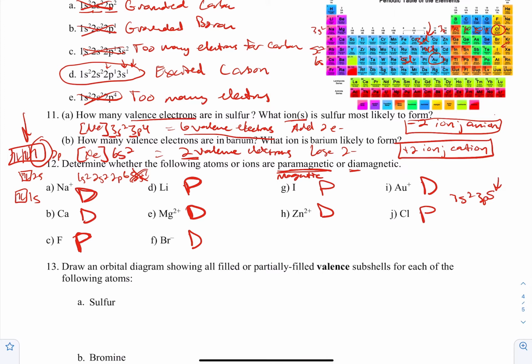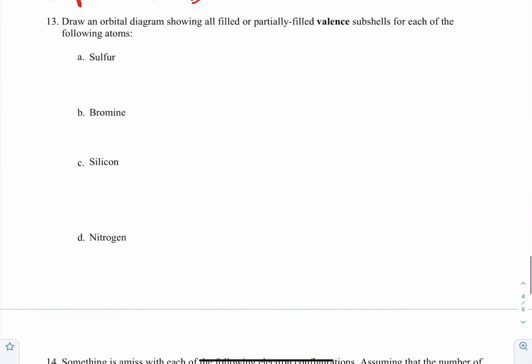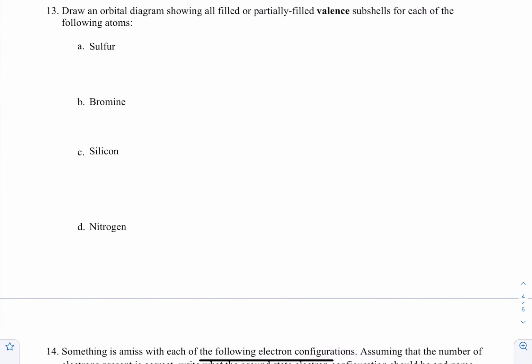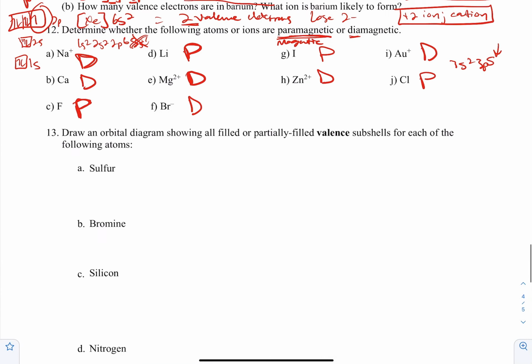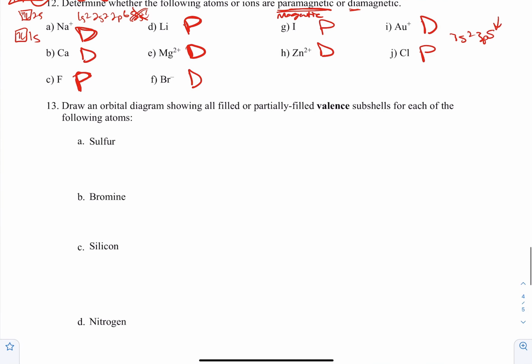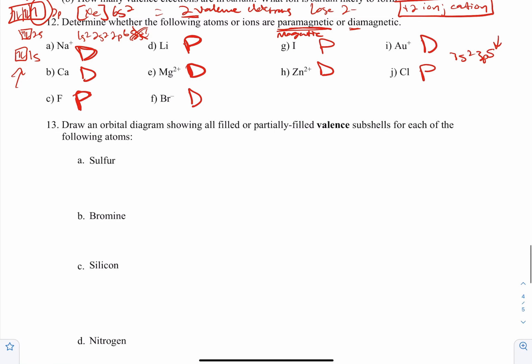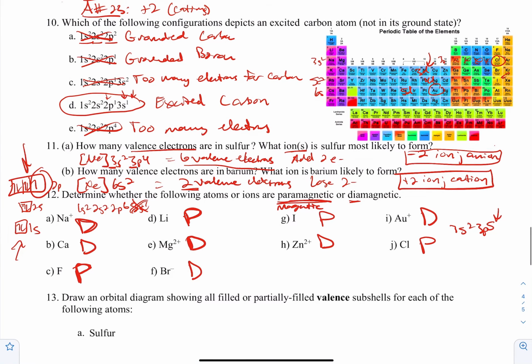All right, awesome. Okay, so number 13: draw an orbital diagram showing all filled or partially filled valence subshells for each of the following atoms. Kind of like what we've been doing with the electron configurations and drawing these orbital diagrams, we want to do that again. So with sulfur, let's look at where sulfur is. Let's go ahead and erase this chicken scratch here. Sulfur is right there.